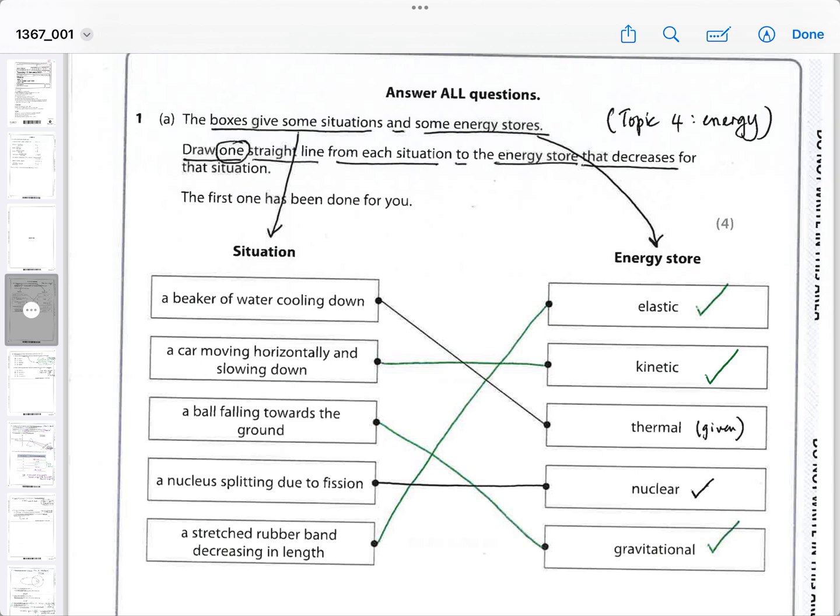So this first question is mainly from topic 4, which is energy. They're giving you one of them, and you've got to draw lines between the situations and the correct energy store. So you'll see I've drawn them in green. It says 1 mark for getting the elastic one right, 1 for the kinetic one, and 1 for gravitational. Each of these is which energy store decreases for the situation given on the left. Most people got these correct in the papers that I marked.